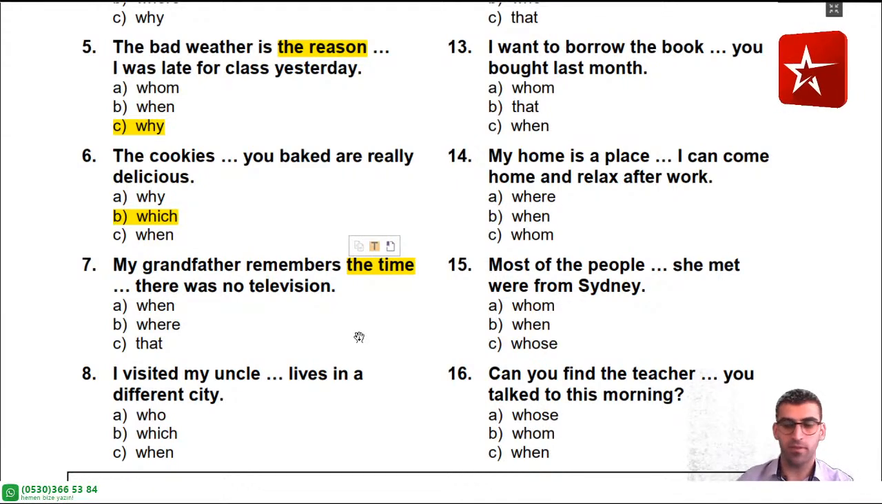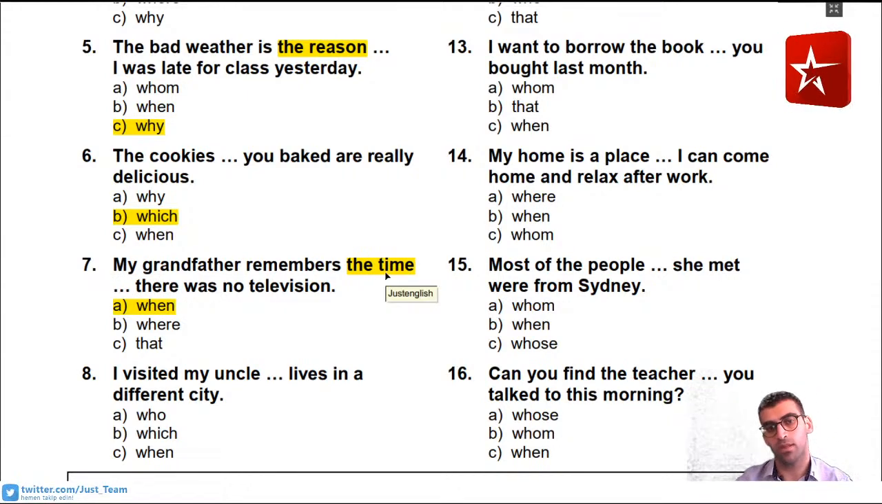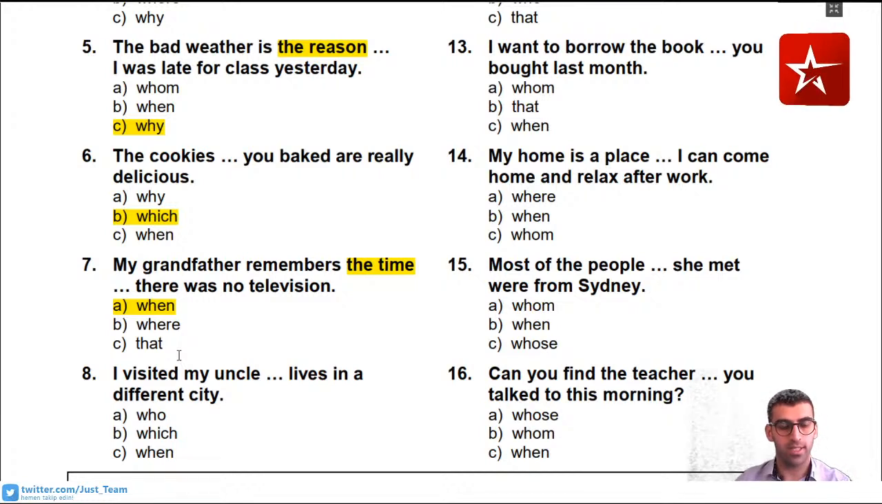Yes, number 7. If we are talking about the time, guys, we have to use when. Alright? We have to use when, because we are talking about the time here. Okay, if we are talking about the place, we use where. If we are talking about the thing, we use that or which. If you are talking about the time, we have to use when. Okay, let's continue. Let's go with number 8.